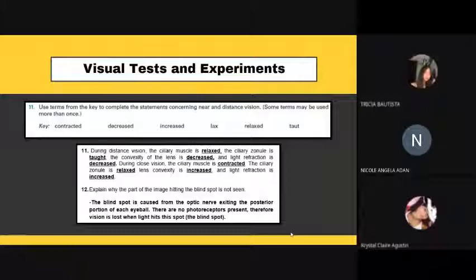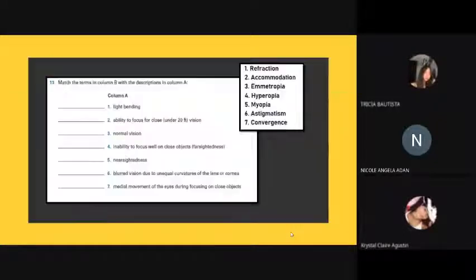Explain number 12. Explain why the part of the image hitting the blind spot is not seen. The blind spot is caused by the optic nerve exiting the posterior portion of each eyeball. There are no photoreceptors present, therefore vision is lost when light hits this spot, which we call the blind spot.